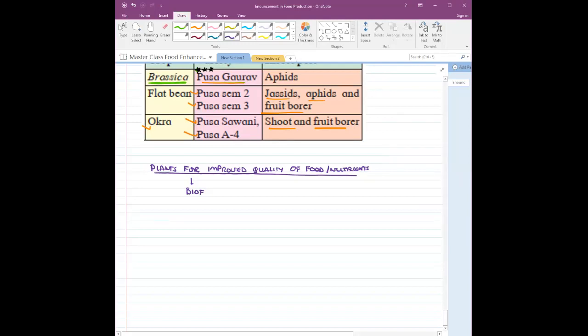But now, when we talk about biofortification, what does this mean? Biofortification means you are going to improve the quality of the plant itself. So while the plant is growing, you are going to give it so much nutritious food or nutritious fodder, so that it is going to develop the nutrients inside itself only. That method is called biofortification.